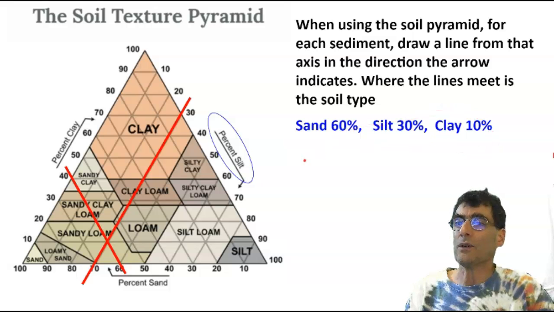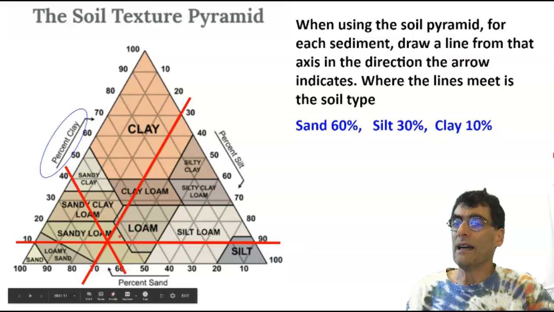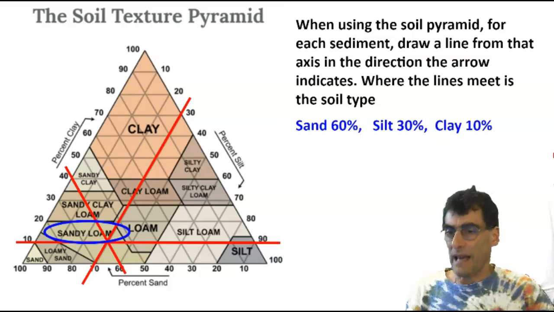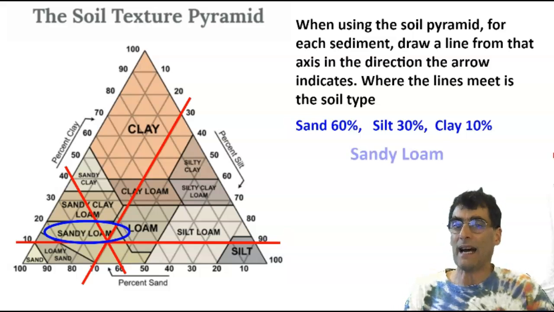10% clay. Clay is over on this side. We find the 10, right? And then we go straight across, and there you have it. Where those 3 meet is a place called sandy loam. That's actually pretty good soil. So that's the kind of soil we have, sandy loam.